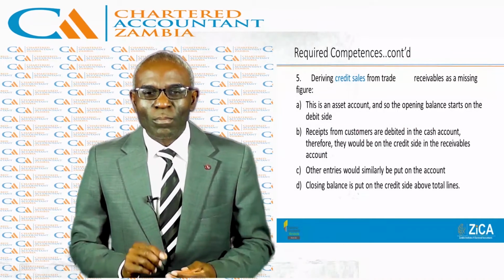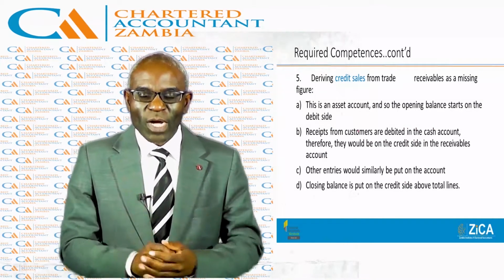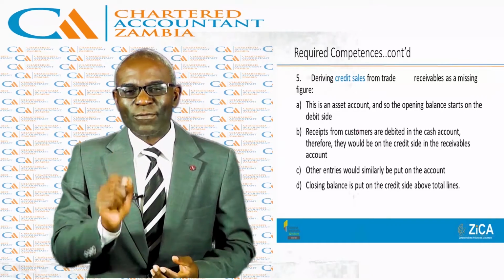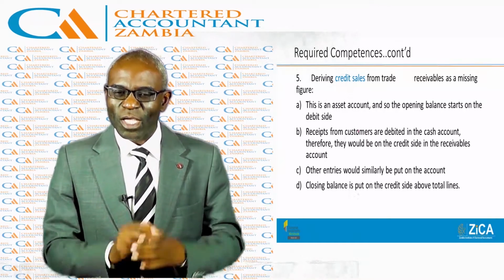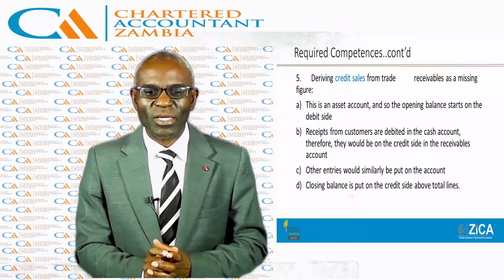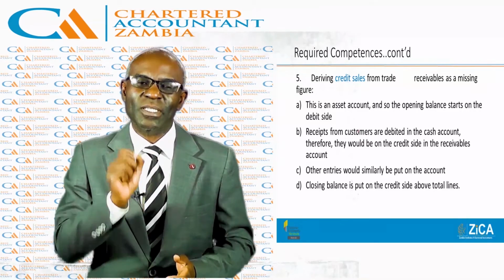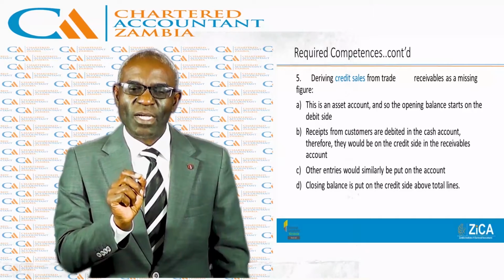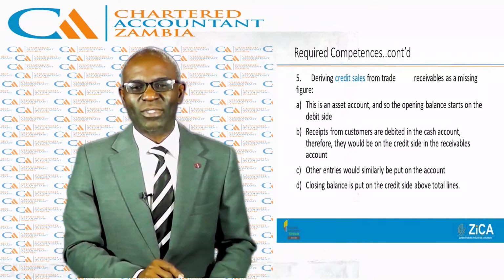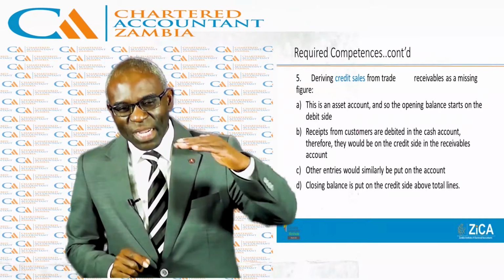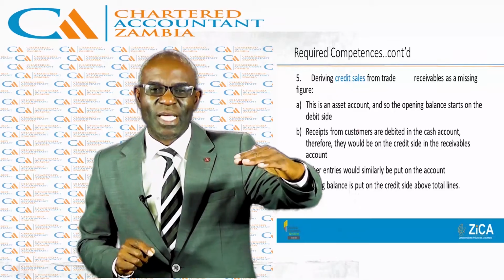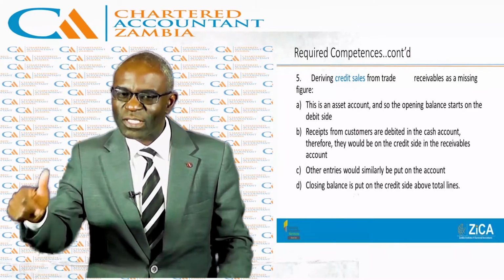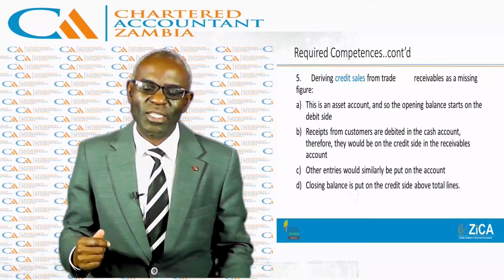The next competence that you must develop before you come to an exam is that of deriving credit sales from trade receivables. Especially when you're handling an incomplete records question, this competence is very useful. Please remember, a trade receivables account is an asset account. Therefore, the opening balance must start on the debit side. Most of the other entries will be on the credit side. For example, sales returns will be on the credit side.